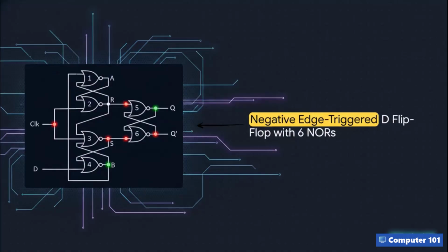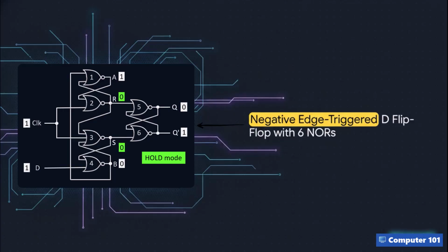Having traced the positive path with our NAND gates, let's jump over to the mirror universe and look at the negative edge-triggered design. Visually, this 6 NOR setup looks almost identical, right? But functionally, it totally flips the script. Because we're using NOR logic, this circuit acts strictly on the high to low clock transition. Remember, with NOR gates, any input of a 1 forces the output to a 0.